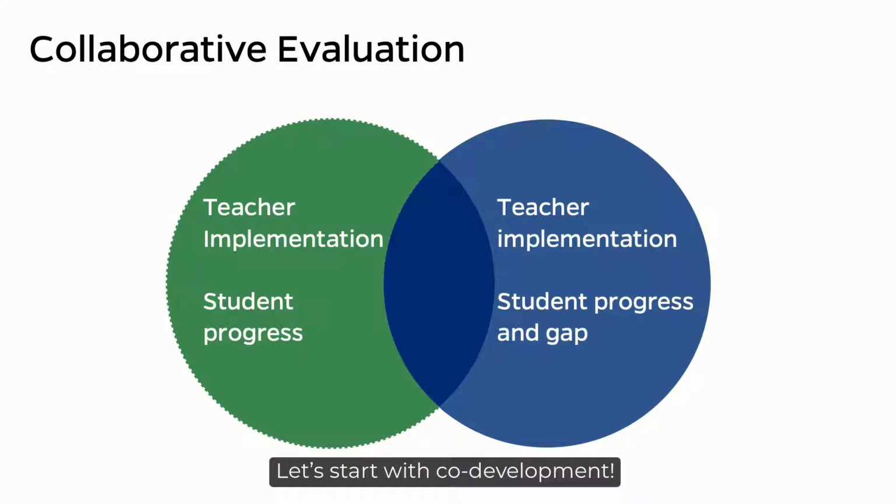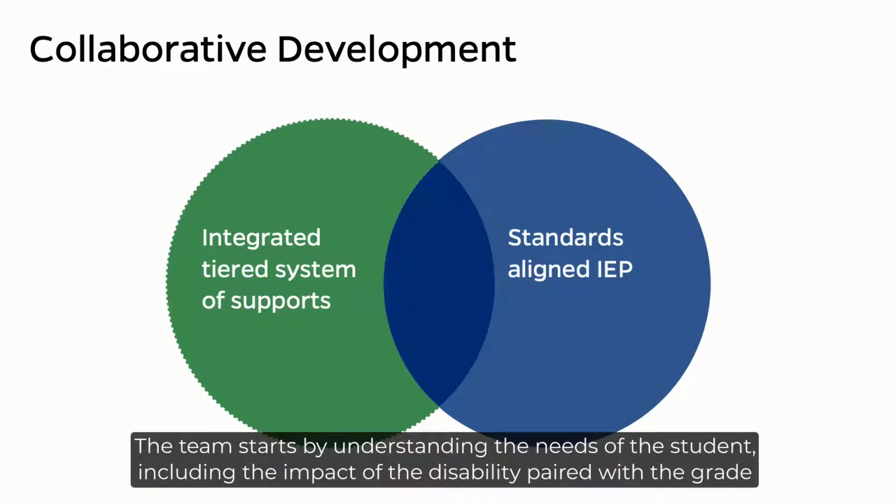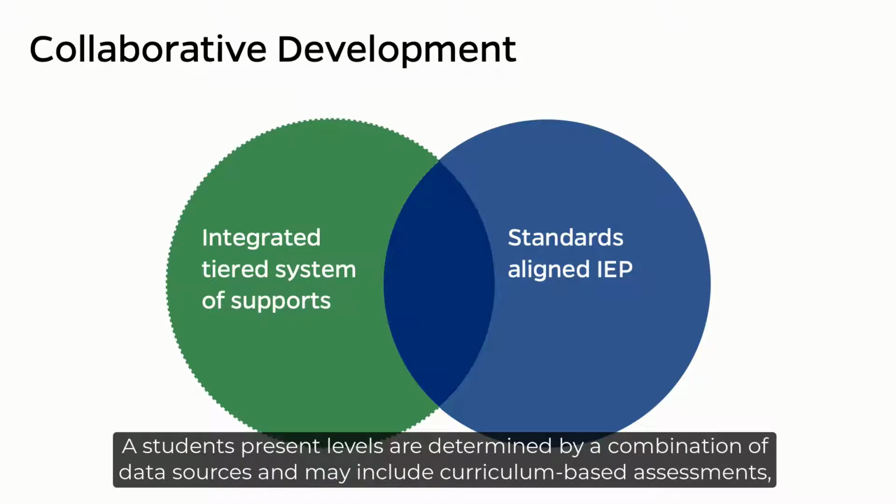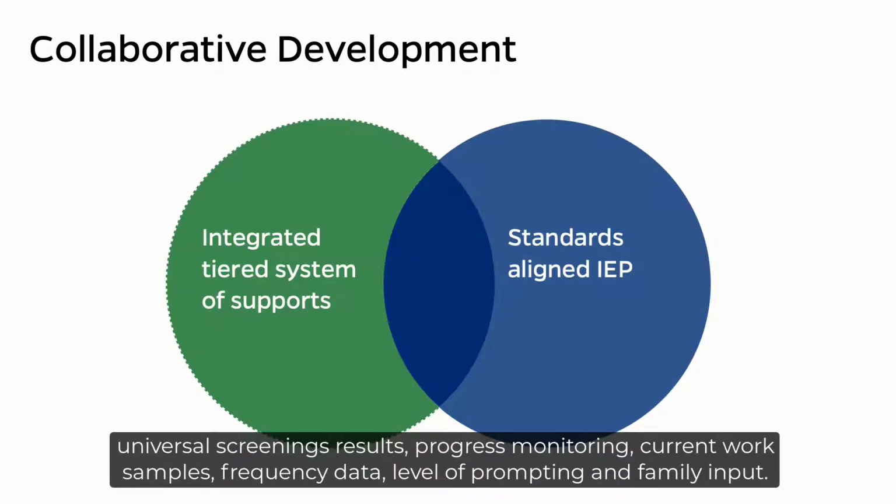Let's start with co-development. The team starts by understanding the needs of the student, including the impact of the disability paired with the grade and age level expectations to determine the student's present levels of academic and functional performance, or PLAAFP. A student's present levels are determined by a combination of data sources and may include curriculum-based assessments, universal screenings results, progress monitoring, current work samples, frequency data, level of prompting, and family input.